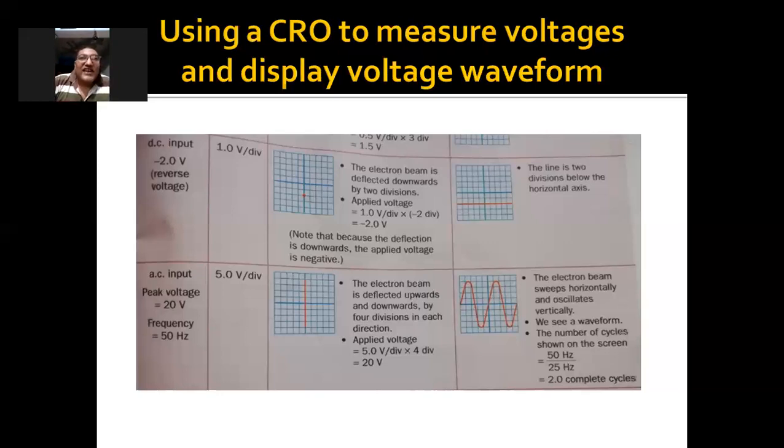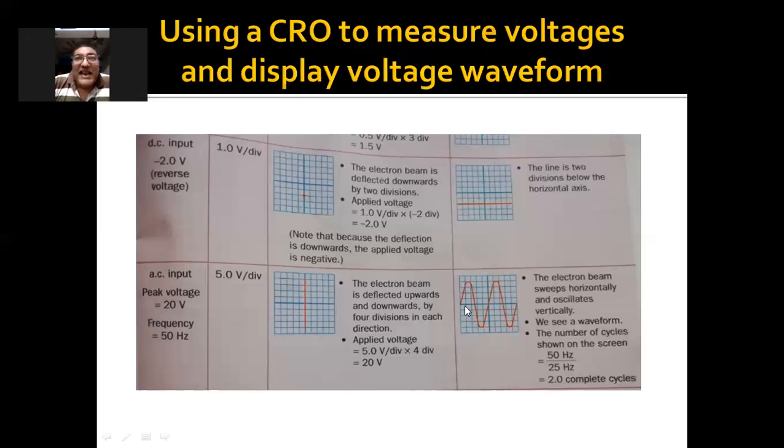So on the screen of the CRO, you will see that it's a dot showing up on different locations, but your eye will perceive it as a continuous wave, and you will see this wave. From the mean position it goes up, from the mean position it goes down, from the mean position it goes up. So this graph represents alternating current. And you can see, because the scale is 5 volts per division on the y-axis and it's 20 volt, 4 steps it goes up and 4 steps it goes down. The maximum it goes is 4 steps up.